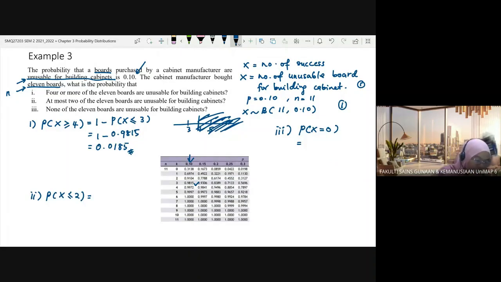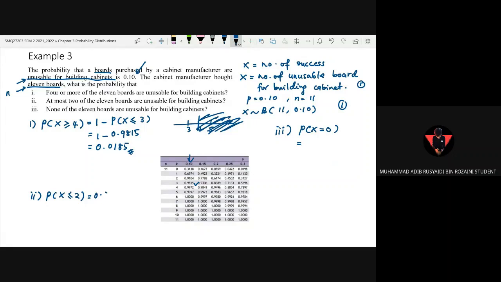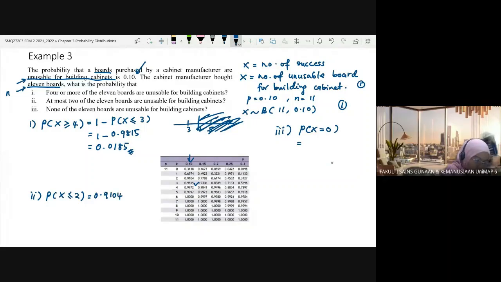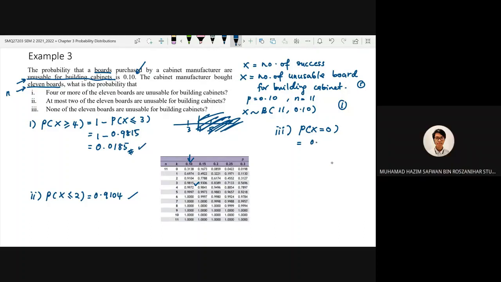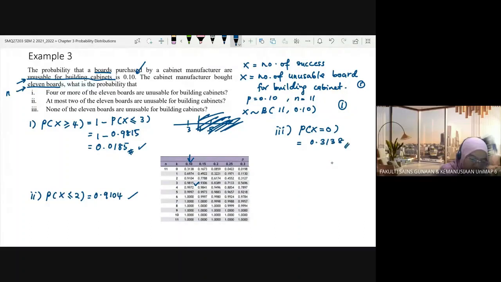What about Roman 2? Directly from your table, P(X ≤ 2), at most 2? 0.9104. Yes. Okay, highly likely. This is less likely. What about exactly 0? What is the probability value? 0.3138. Yes, correct. So that's how we solve the binomial probability distribution problem.